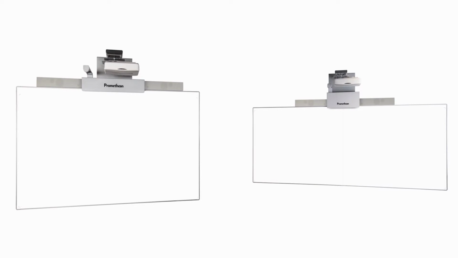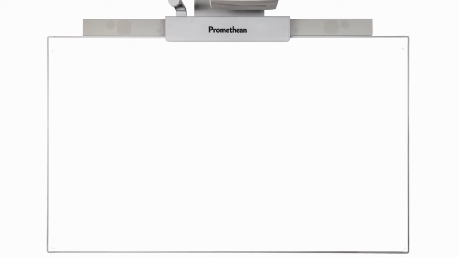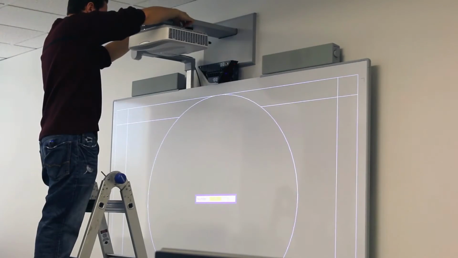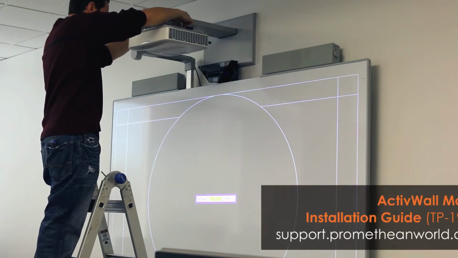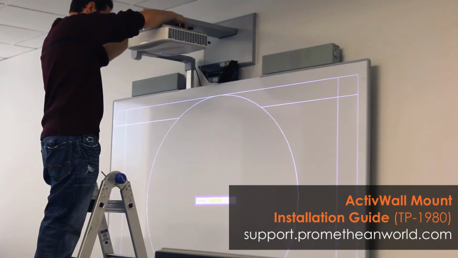Before you calibrate the ActivWall, please confirm two things. First, make sure the image is centered and fills the active area of the ActivWall. If you still need to do this, please refer to page 11 in the ActivWall Mount Installation Guide.